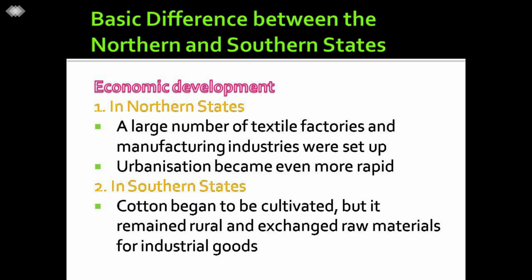In southern states, cotton began to be cultivated on a large scale on vast plantations to feed the growing industries both in England and in the northern states of the USA. The southern states thus remained rural and exchanged raw materials for industrial goods.